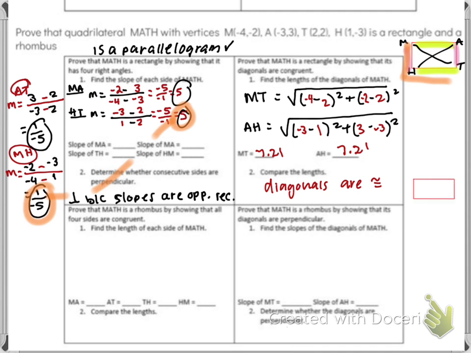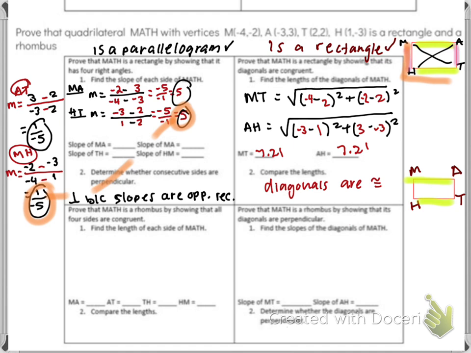All right. So if I was figuring out whether or not this one is a rhombus, so far we know it's a parallelogram because of this work. We know it's a rectangle because of this work and this work. Now let's figure out whether this one is a rhombus. So to figure out if it's a rhombus, show that all four sides are congruent. So we're going to work with all four sides and we're going to check, are they congruent or not?